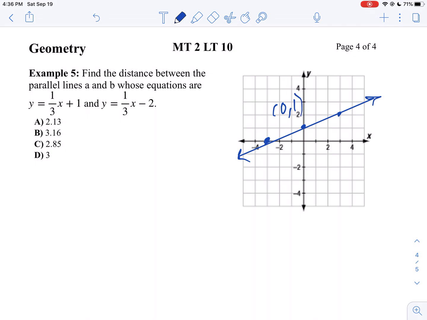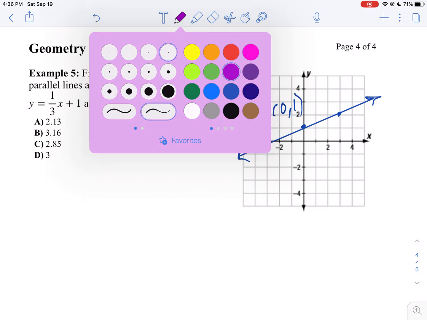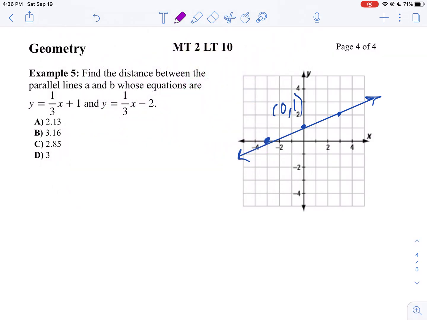My other line is going to be 1/3 x minus 2. So I go up 1 and to the right 3, and down 1 and to the left 3. And there's my parallel line.